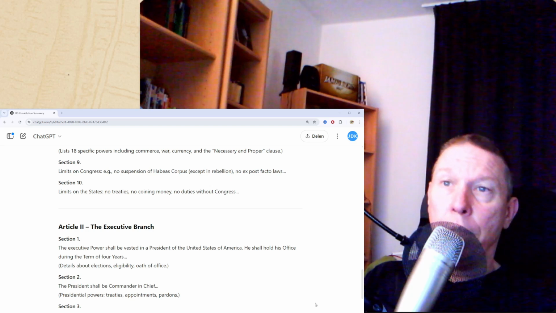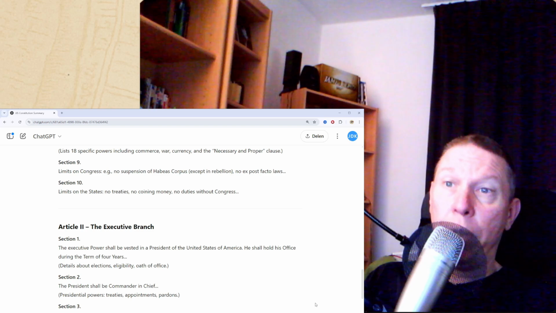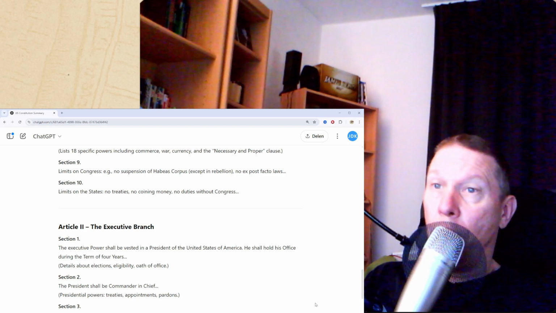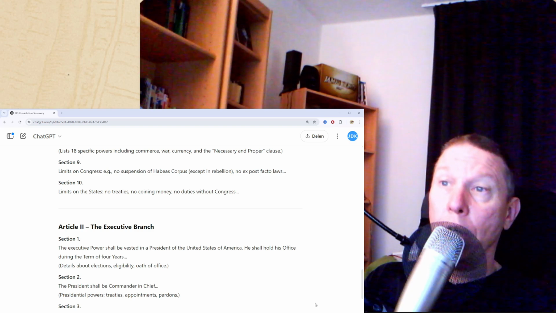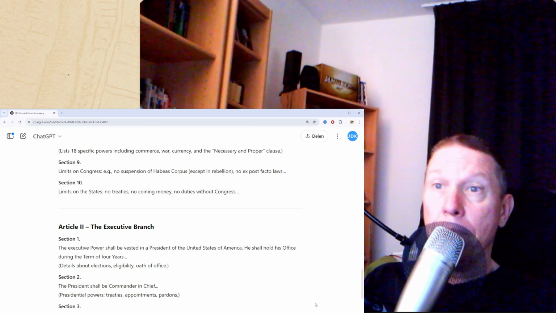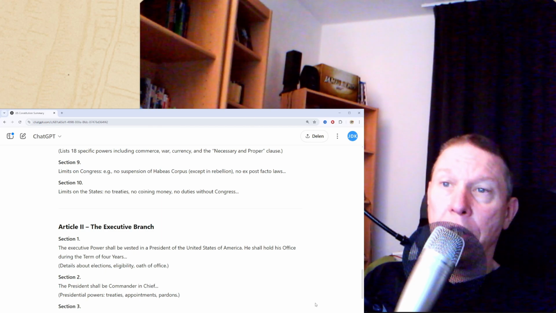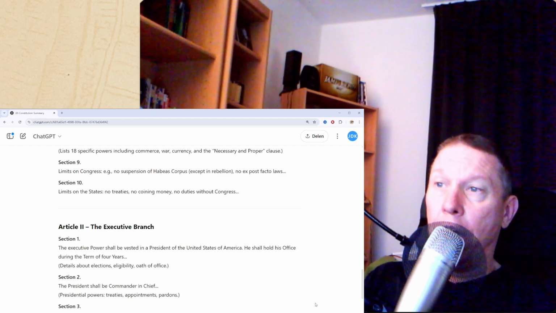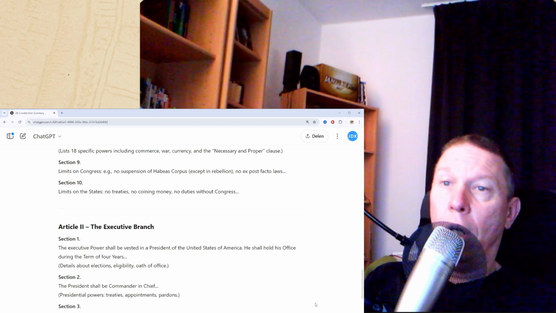Section 2. The President shall be the Commander-in-Chief. Section 3. The President shall from time to time give the Congress information of the State of the Union. And Section 4. The President, Vice President, and all civil officers of the United States shall be removed from office on impeachment. The executive power.